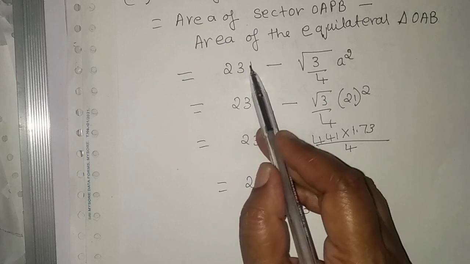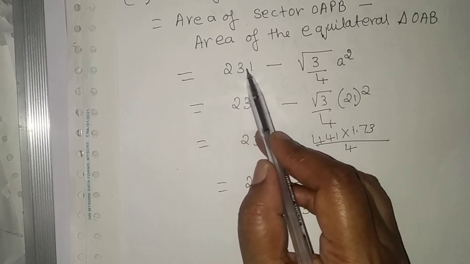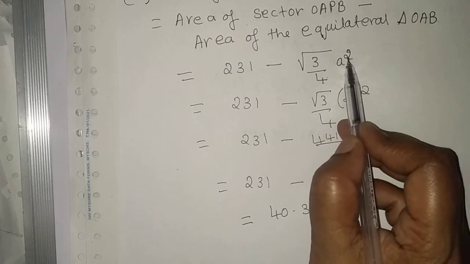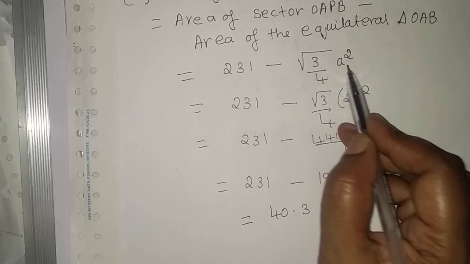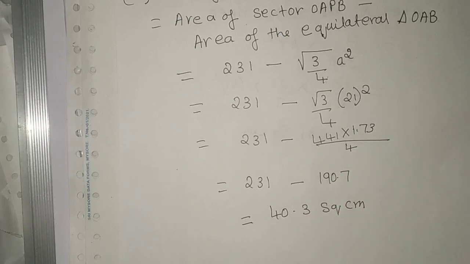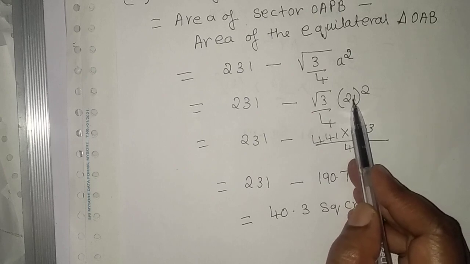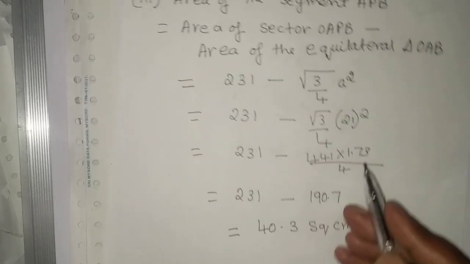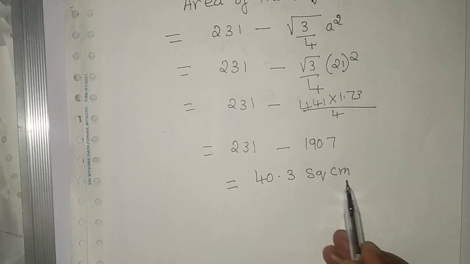So substitute the value we got in the previous part of the question, 231 minus root 3 by 4 a square. That is, the area of an equilateral triangle is root 3 by 4 a square. What is a square? That is 21, the radius given there, 21 square. So simplify this, we will get the answer as 40.3 square centimeters.